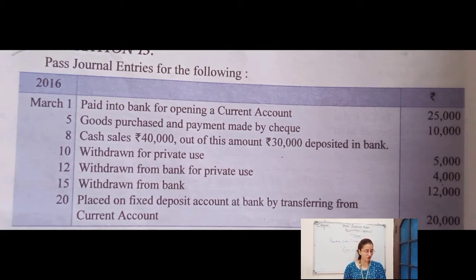10th March, withdrawn for private use, which is drawings, amounting to rupees 5,000. 12th March, withdrawn from bank for private use 4,000. Then 15th March, withdrawn from bank rupees 12,000. And on 20th March, placed on fixed deposit account at bank by transferring from current account. Amount is rupees 20,000. So we have to record all these transactions in the book called journal.